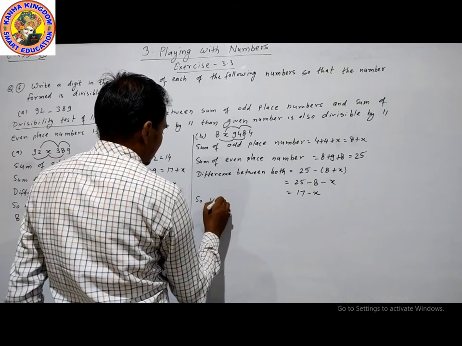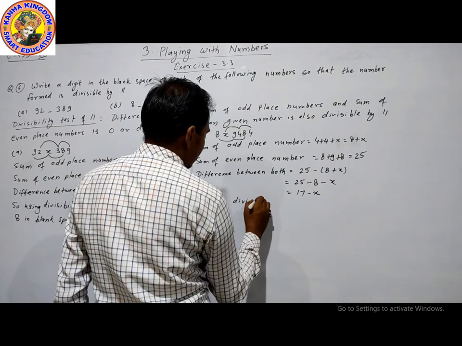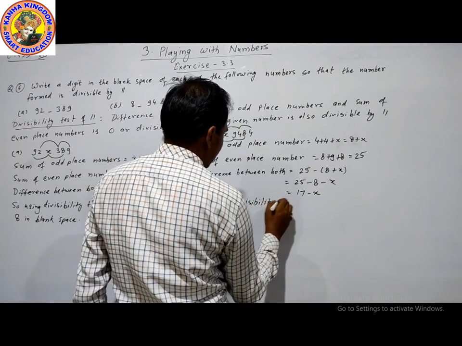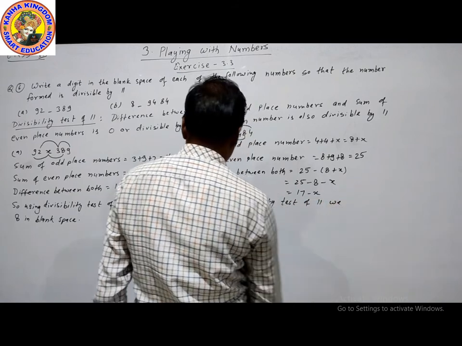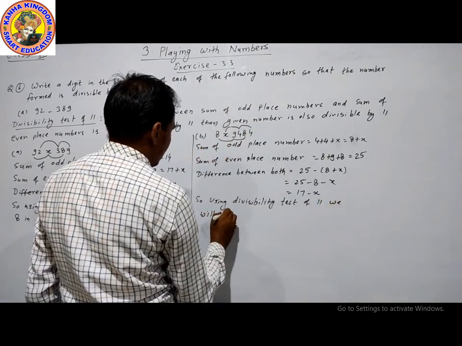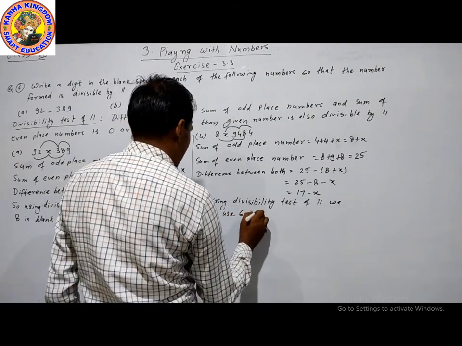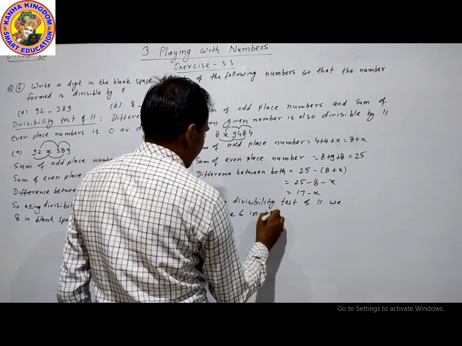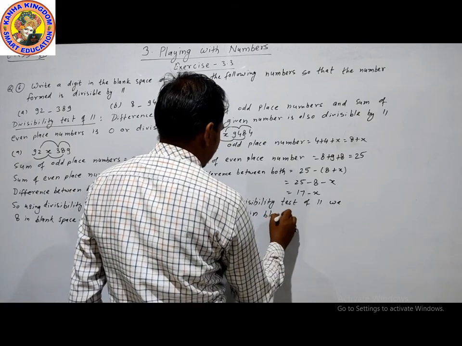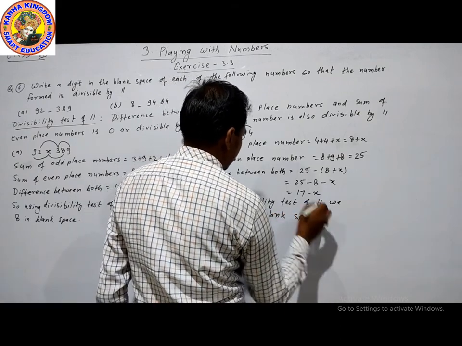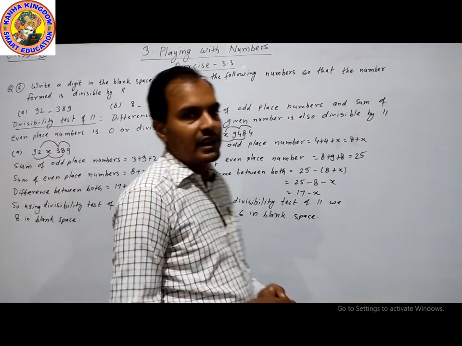So using the divisibility test of 11, we will use 6 in the blank space. So we will use 6 in the blank space. You can take a screenshot of this.